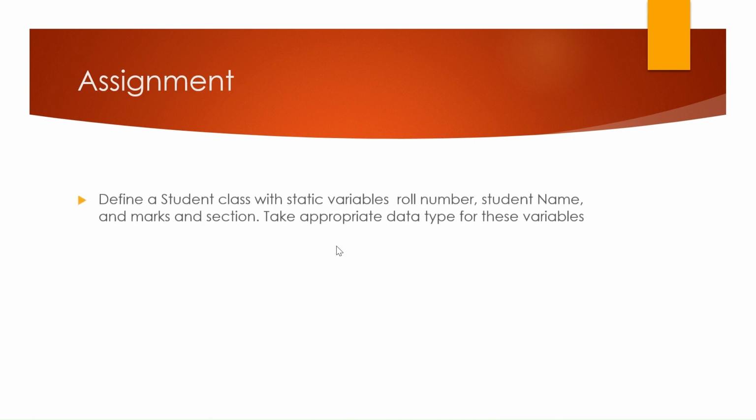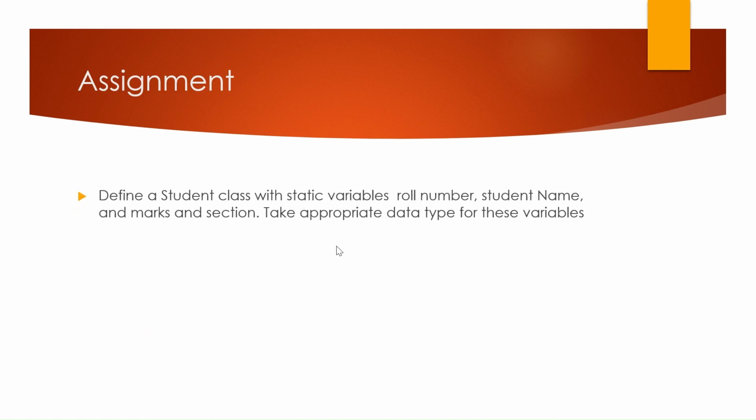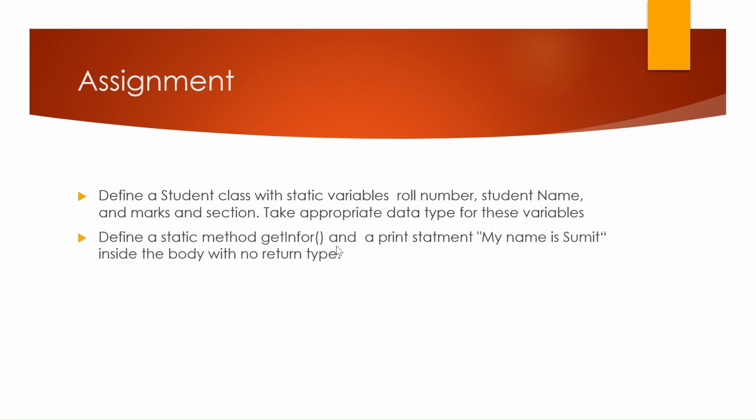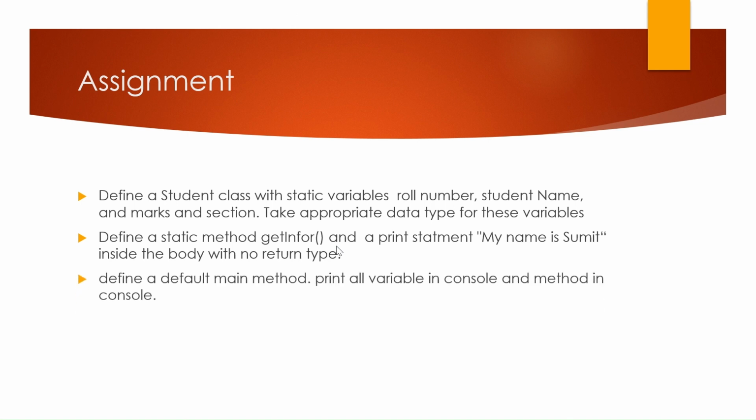So today there is a small assignment. You have to define a student class with static variables: roll number, student name, marks, and section, with appropriate data types for these variables. Then you will define a static method, get info, with a print statement in this method. There will be no return type, which means you have to define void for this method. Then you define a default method, as I have told you how to define it, and print all variables in the console and also the method output in the console. Okay, so this is your assignment.